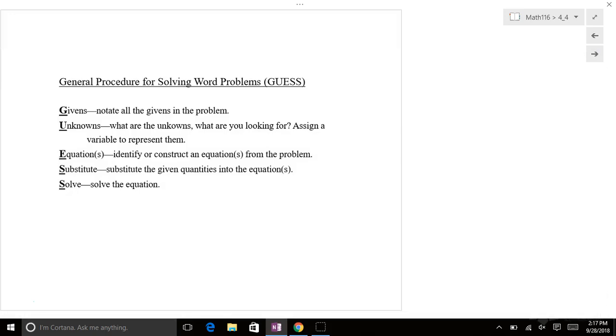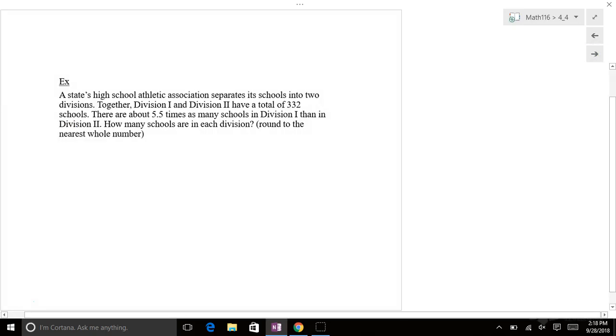So I find my givens. Then I notate what my givens are and what my unknowns are, and name them: let x be whatever, y be whatever. What are the equations that are given? Or create an equation from the problem, depending, and then you can typically substitute and solve the equation. So that's just a general strategy, if you will, for word problems.